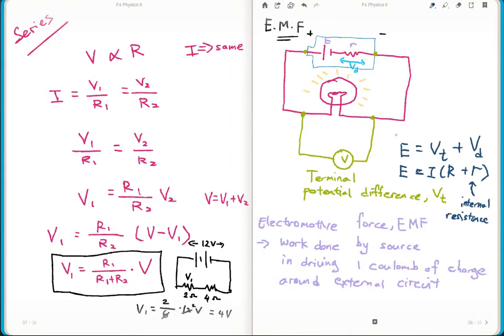This is the two equations. Actually, there are no two equations. It's only one equation. This is the thing that you need to know. The rest is a derivation, just derived from that. The current is the same, and that's where your internal resistance comes in.